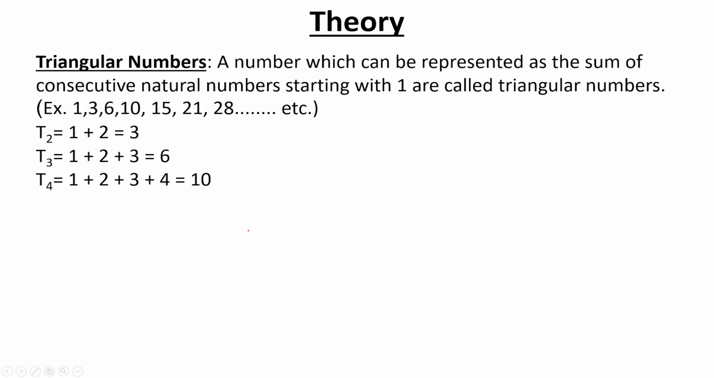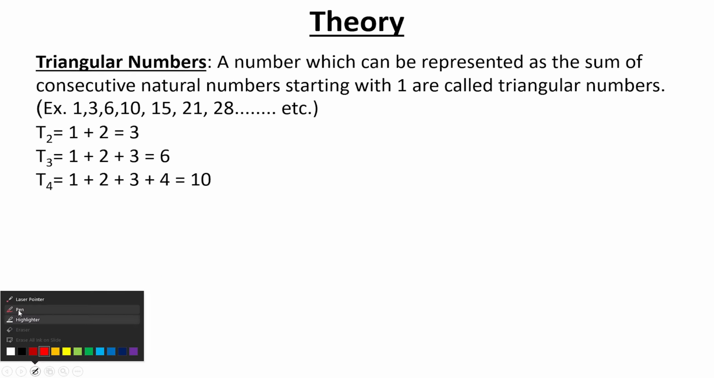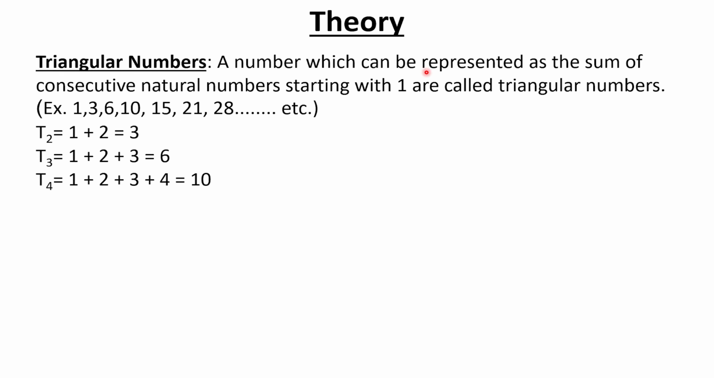Okay? Let's get into the next slide, and we're going to wrap up this chapter, as this has the last definition: triangular numbers. A number which can be represented as the sum of consecutive natural numbers starting with 1 is called a triangular number. Here, it must start with 1. Remember one thing, it must start with 1. The sum of the consecutive numbers.